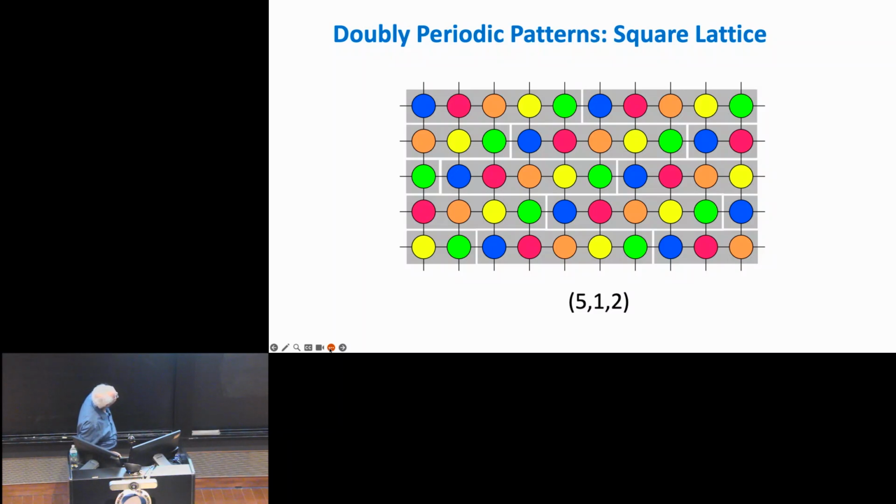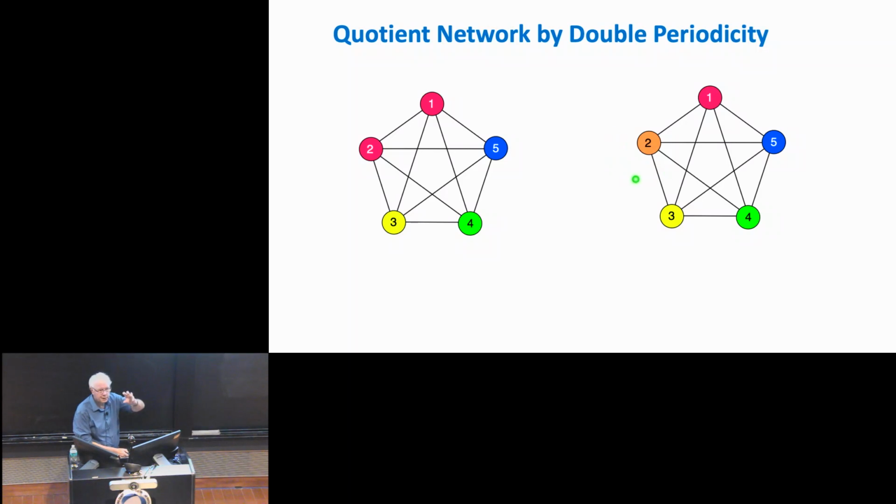So, pick one of the nodes of this. Let's have that green one. What are its 4 nearest neighbours horizontally and vertically? 1 red, 1 blue, 1 orange, 1 yellow. Pick a yellow one. What are its 4 neighbours? 1 red, 1 blue, 1 green, 1 orange. Each one of them, its 4 neighbours are the other 4 colours, which means that the quotient network is this.